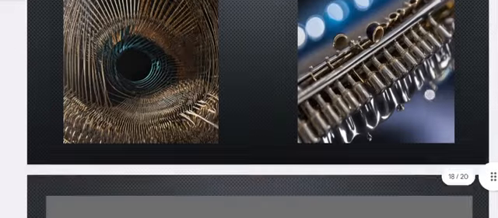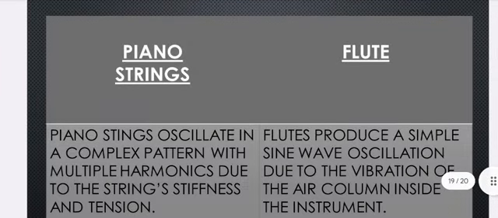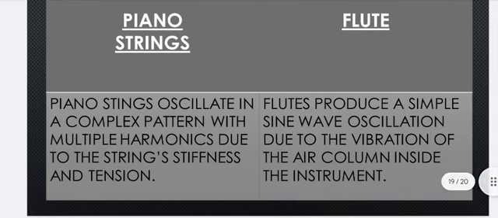Comparison of oscillations. Piano strings oscillate in a complex pattern with multiple harmonics due to the string's stiffness and tension. Flutes produce a simple sine wave oscillation due to the vibration of the air column inside the instrument.